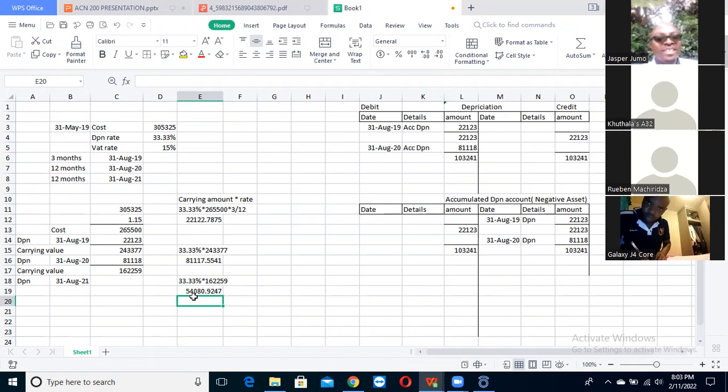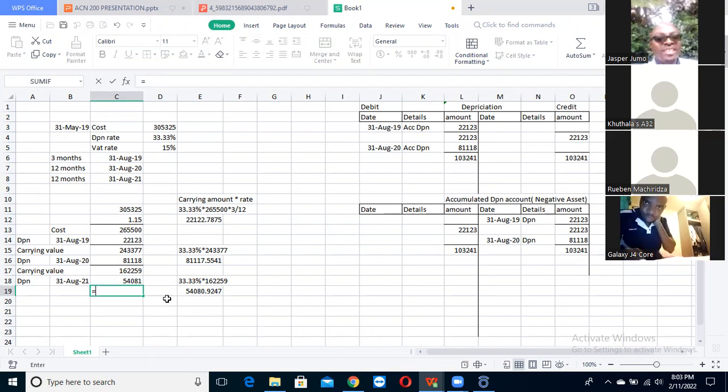54,080 rand. So the moment we find it, we record it on our working sheet here so that we can find the carrying value for the following period. But we were told to round off to the nearest rand. So this becomes 54,081. And therefore, what do we say?